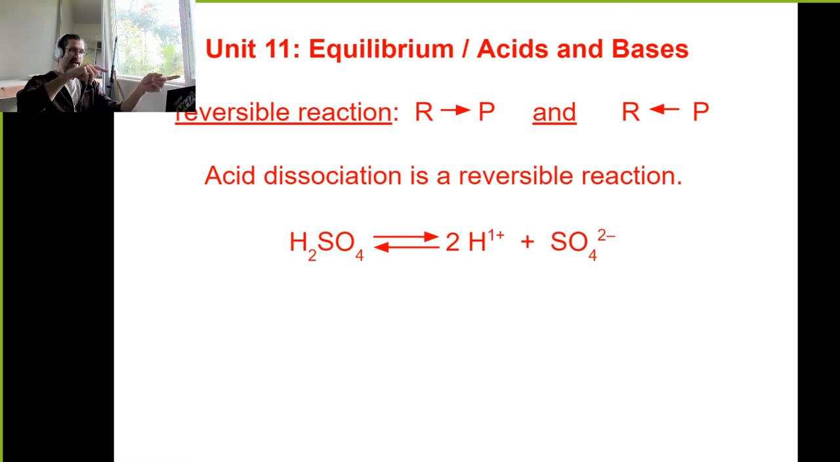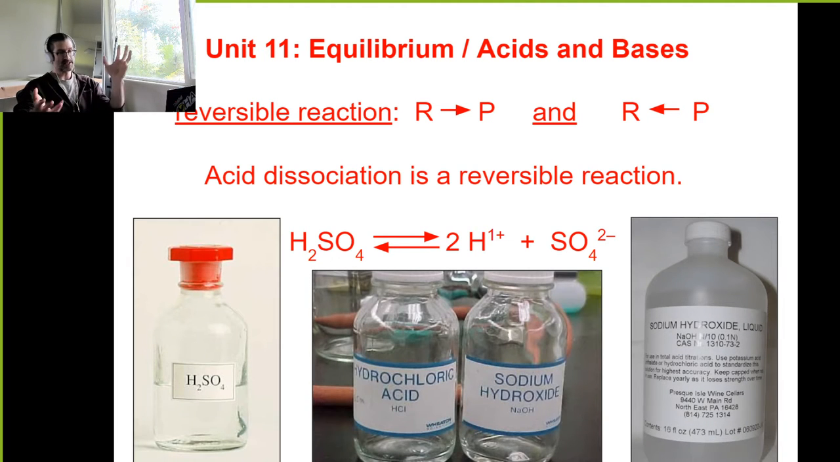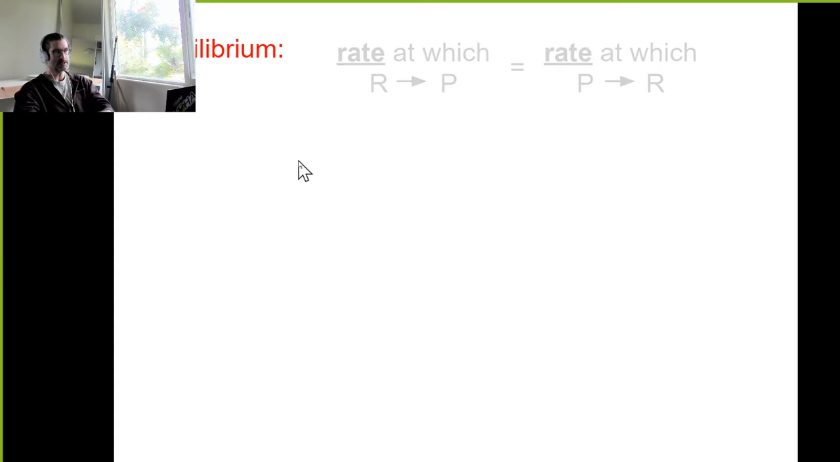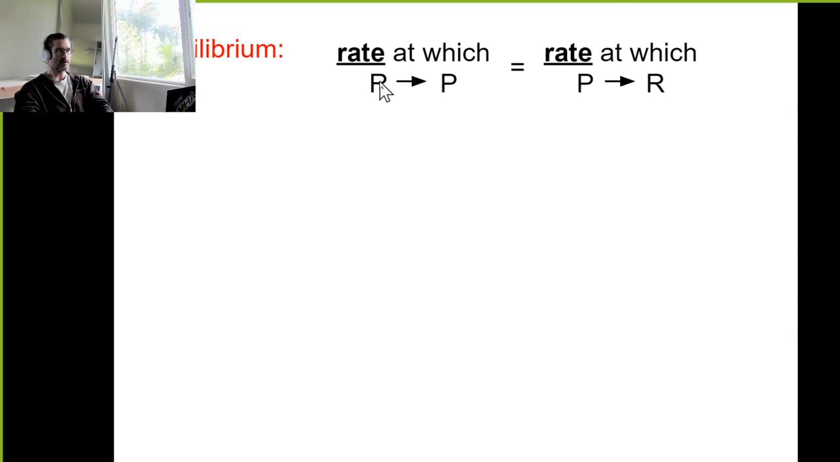So the acid, H2SO4, dissociates into two H plus and sulfate, SO4 2 minus. If we mix acids and bases, they'll neutralize, but each of these things will dissociate in this kind of reversible reaction. So what is equilibrium anyway? Equilibrium is the state at which the rate of the forward reaction is equal to the rate of the backward reaction. Both arrows point in the same direction, but the reactant and product have been reversed. So the rate at which product forms from reactant is the same as the rate at which reactant forms back from product.